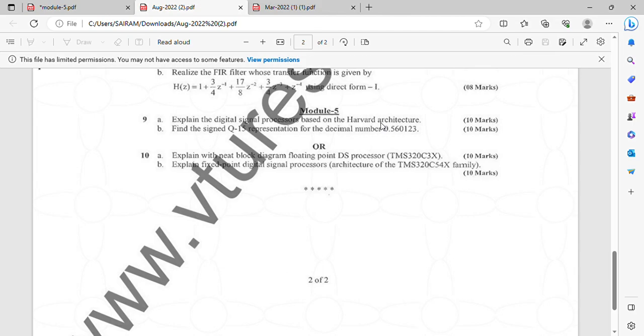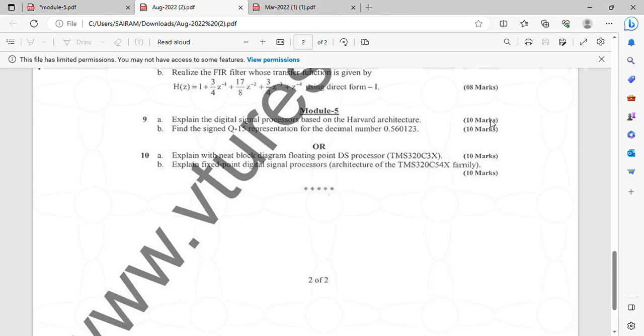I don't know how many times it is repeated, even after 2. I'll check and tell you very soon. But according to me it is 2 times. The 9A question is: explain the digital signal processor based on the Harvard architecture. This question has been asked for 10 marks, and please do practice this question without fail. This question is completely coming for exams.